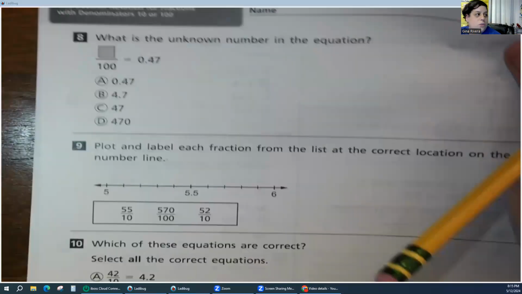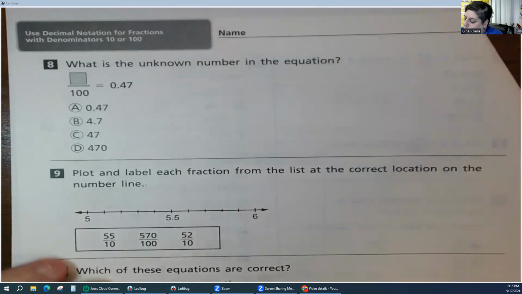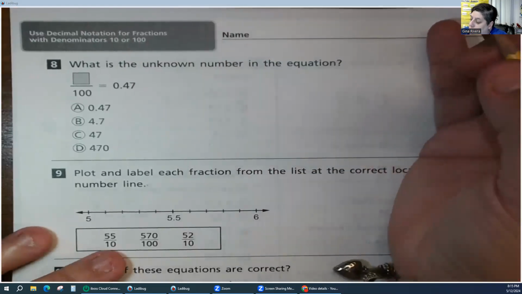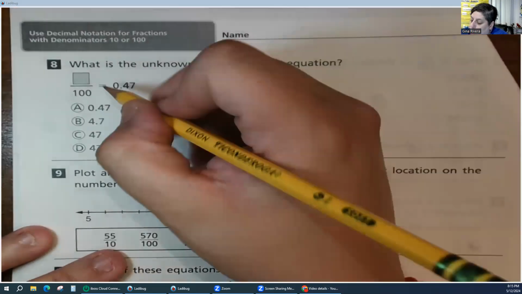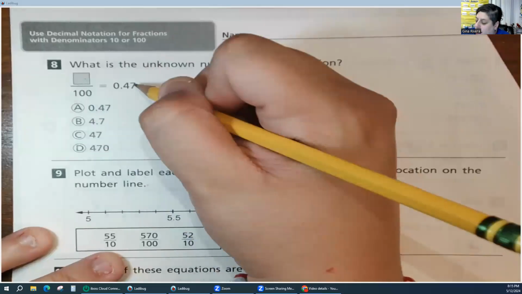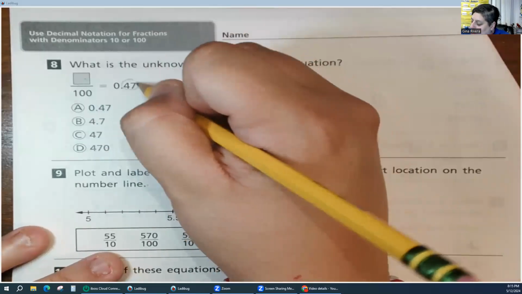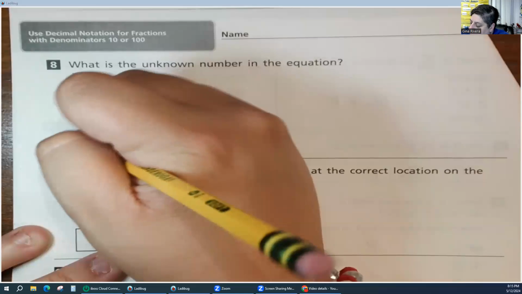So the next page that you're doing for homework is 46, which starts at number 8. We only have 4 problems here. What is the unknown number in this equation? In other words, what would be the numerator in order to have 47 hundredths? Too easy. It would just be 47.